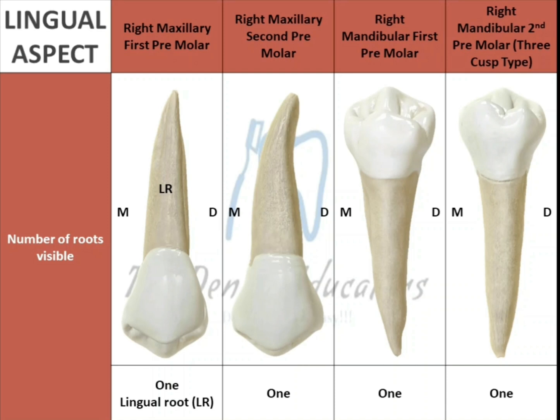On viewing the number of roots for maxillary first premolars, only one lingual root, marked by LR, can be viewed from the lingual aspect. The buccal root is not visible from the lingual aspect for the maxillary first premolars. As the maxillary second premolars, mandibular first premolar and mandibular second premolar have only one root, the same single root can be observed from both lingual and buccal aspects.